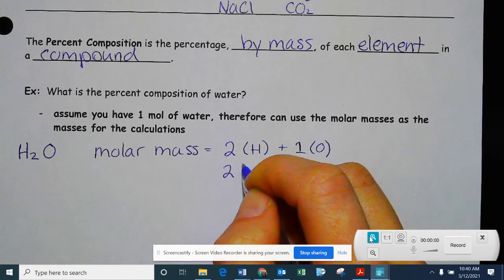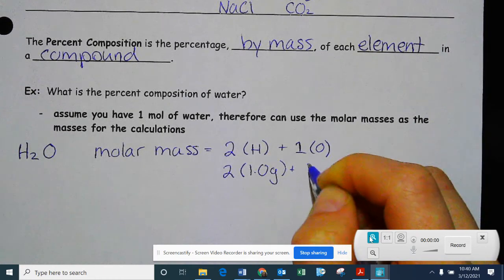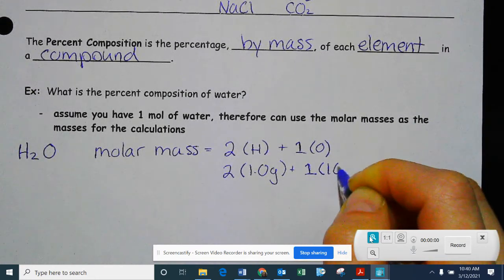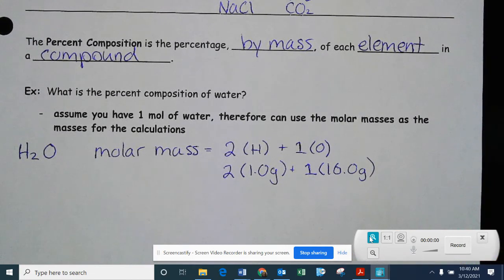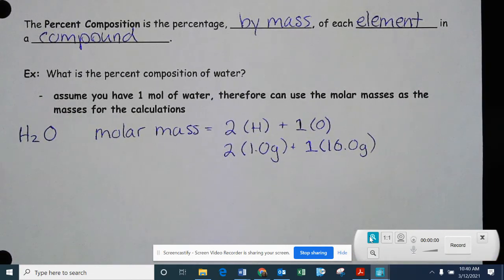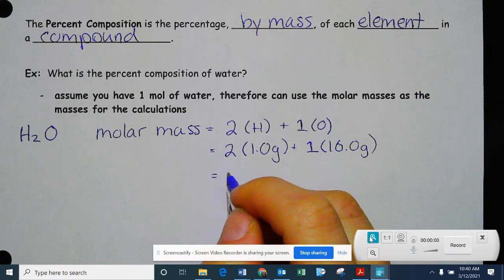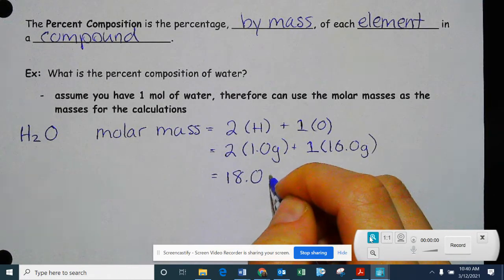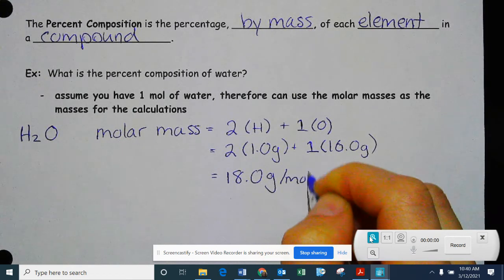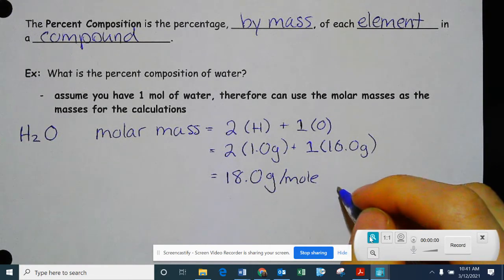And what we end up with is 2 times 1 plus 1 times 16. Do you have to write this all out? No. Am I going to? Yes, just to make sure we're with me every step of the way. Okay, so then we've got 18.0, and this is going to be in grams per mole. So our molar masses are grams per mole. So that is my molar mass of water.